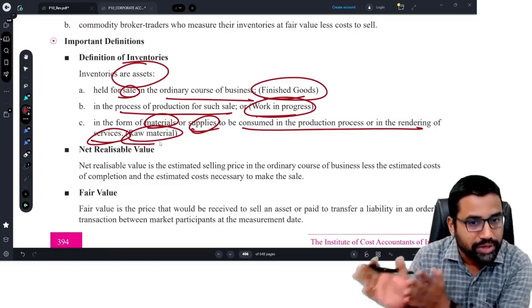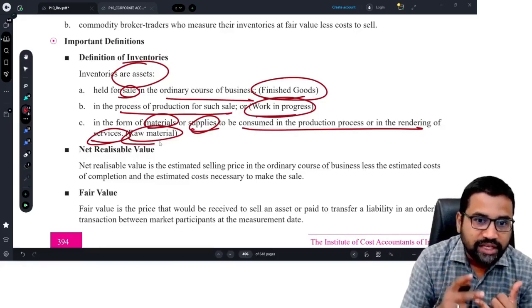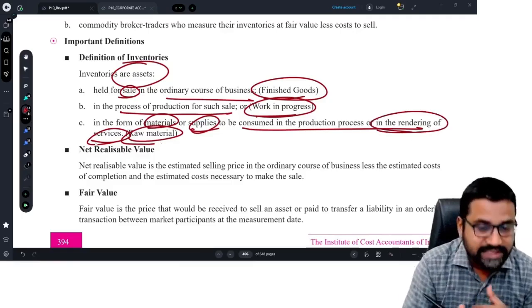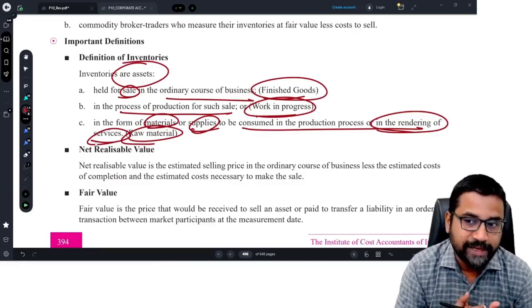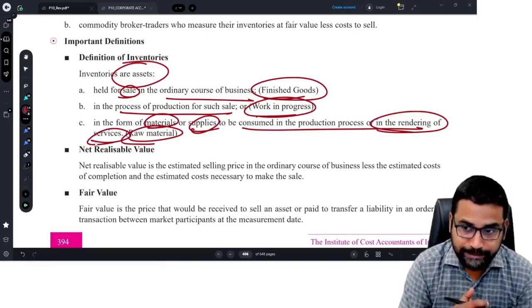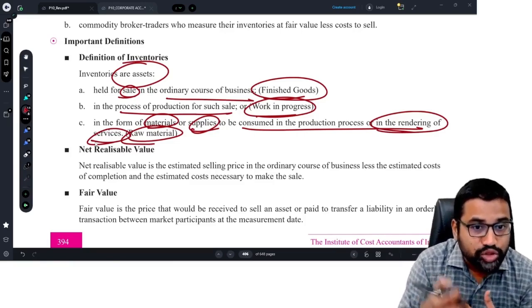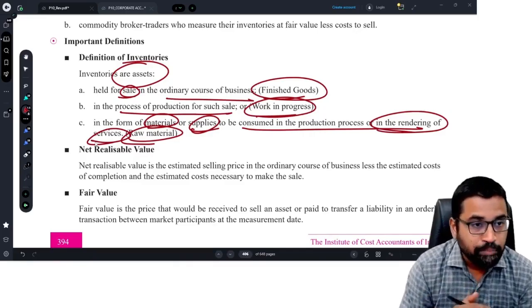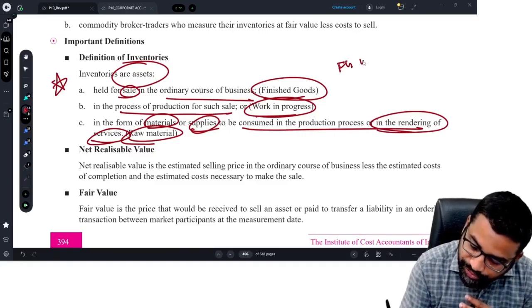Basically, in the factory, whatever items we consume in production are all inventories. So anything held for sale in the ordinary course of business, anything in the process of production for such sale, and any materials or supplies to be consumed in the production process or in rendering of services. If I am a service provider, like an internet service provider, the materials and supplies I consume to render my services are also my inventories. For installation of equipment, I purchase wires, wiring systems and cable systems and use them for installation. They are supplies and materials consumed in the rendering of services. So this is the definition of inventories: finished goods, work in progress, raw material.